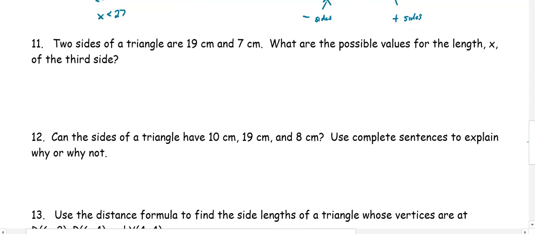So in number 11, two sides of a triangle are 19 and 7. What is the possible length of x? So instead of doing all three inequalities, we can just put x in the middle. To get our first number, we're going to subtract. To get our second number, we're going to add. So it has to be between 12 and 26.